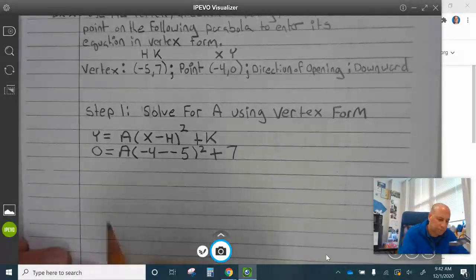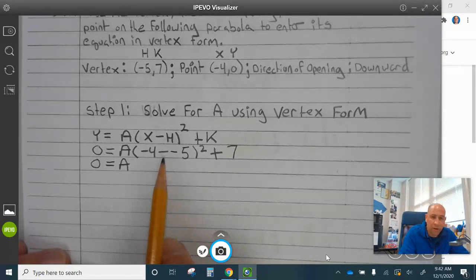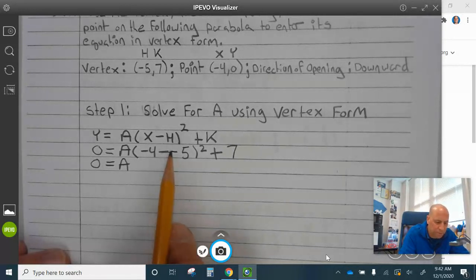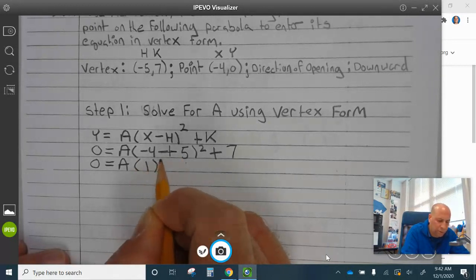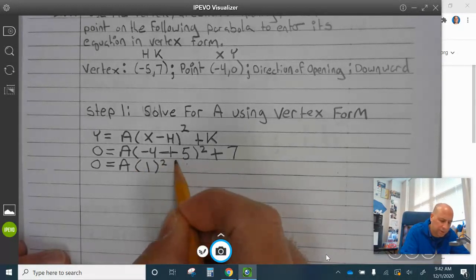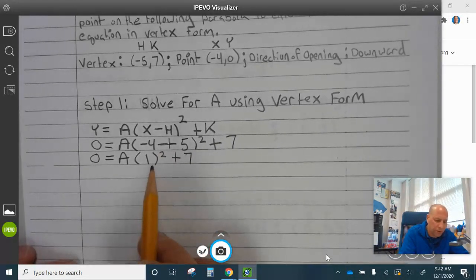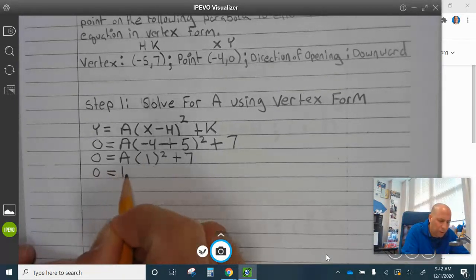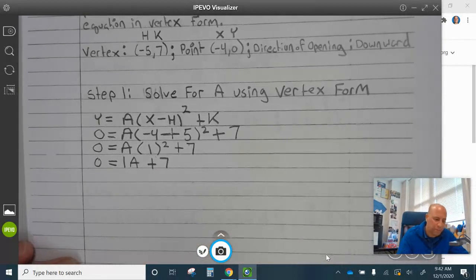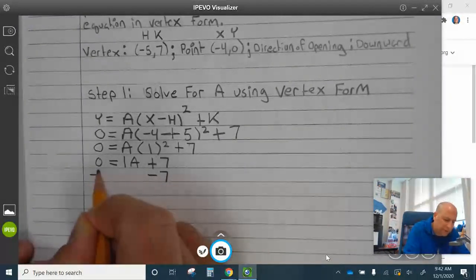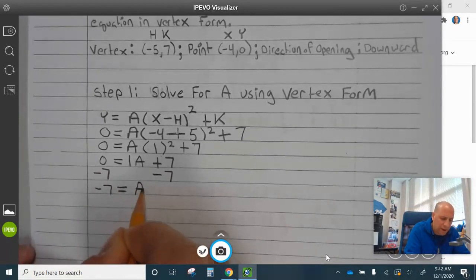Okay, so 0 equals a. Now, a negative and a negative become positive, so that's negative 4 plus 5, which is 1. So that's 1 squared, okay, plus 7. Okay, well, 1 squared is 1, so then that's 0 equals 1a plus 7. Okay, subtract 7 from both sides. So negative 7 equals a.